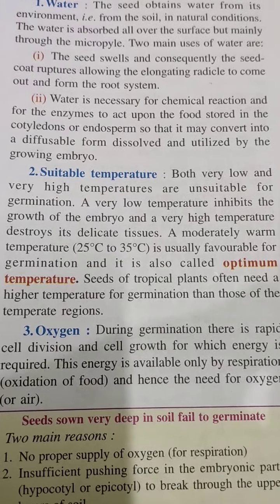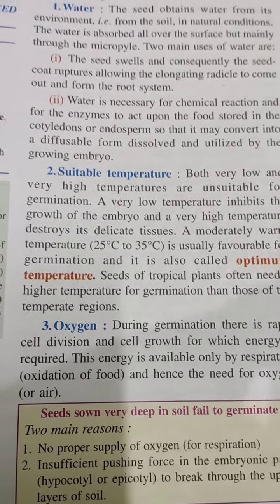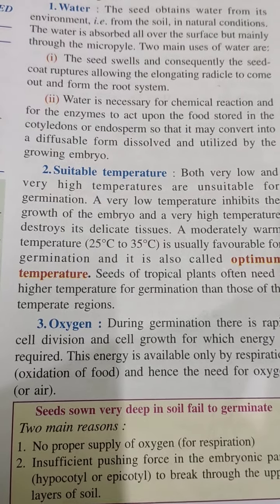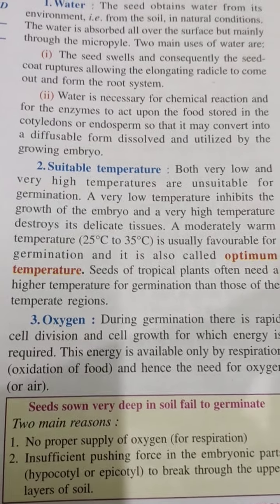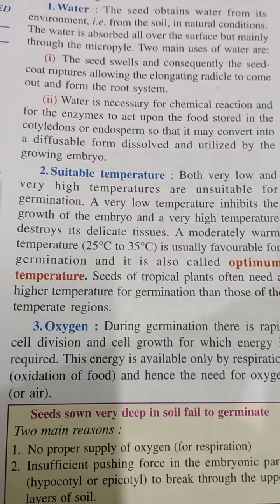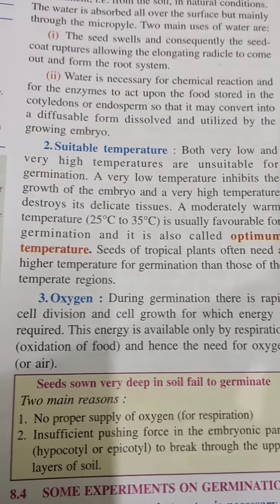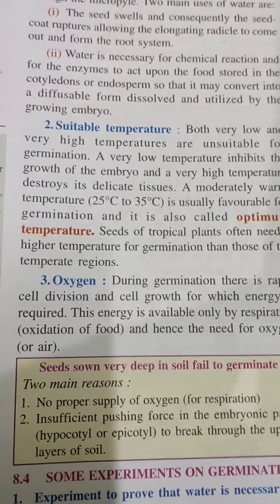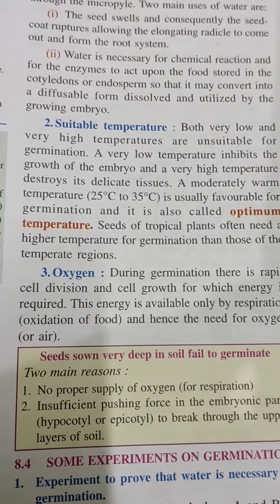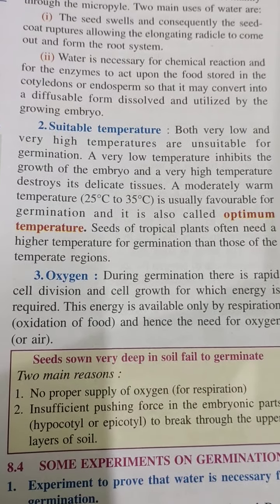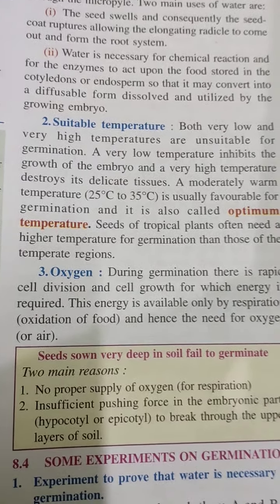So many chemical reactions occur inside the seed while it is growing into a seedling. So for that, water is very necessary, and a lot of enzymes are reacting in that. Those enzymes are made with water and they act upon the food stored in the cotyledons. Next is suitable temperature, because very high or very low temperatures are both unsuitable for germination. So we need an optimum, moderate temperature, which is 25 to 35 degrees centigrade.